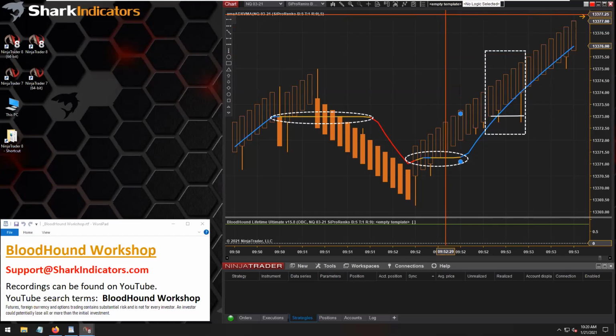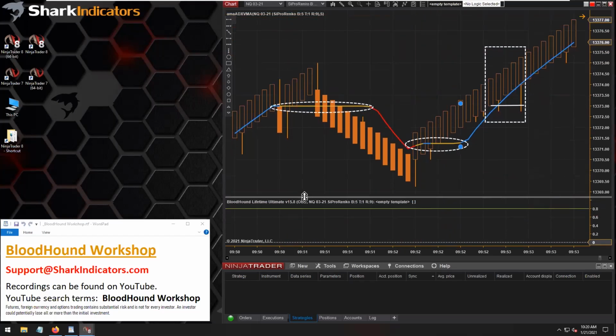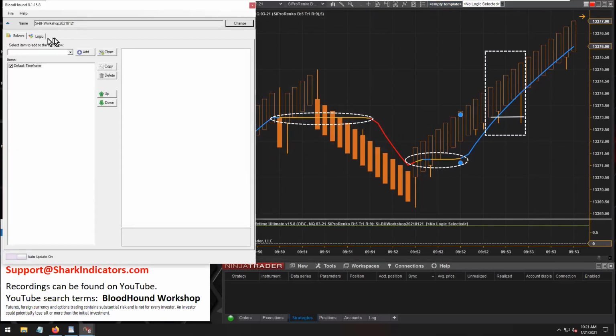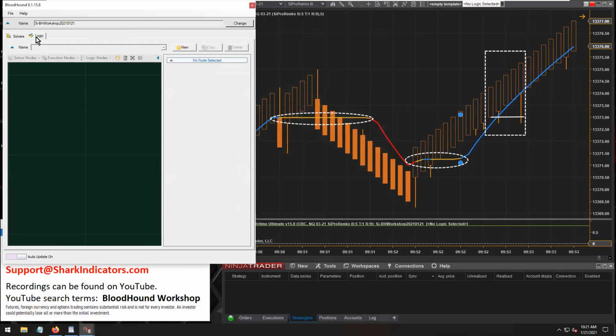So let's get BloodHound open. We can see I already have BloodHound on my chart, and I'm going to use the button at the top of the chart here to open BloodHound up. All right, and let's start working on the logic tab here. Let's start a new logic template. And let's see, what should we call this? Something like, Renko wick pullback to 4th bar, and then maybe just for good measure, with an ADX VMA filter.